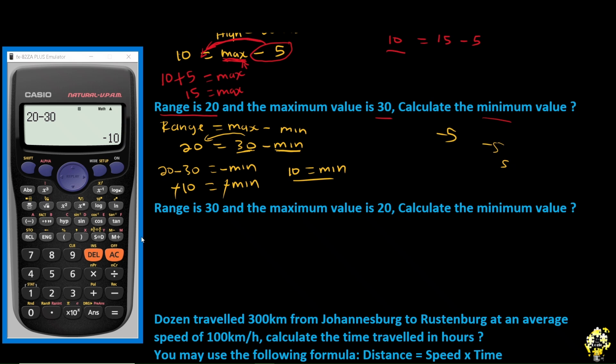But again, is this true? And if it is, how true is it? Because we have to prove it. With regards to transposing, at the end of the day, you have to prove whether what you are doing is indeed correct. Again, we know that range is equal to the maximum value minus the minimum value. Now, our range was given as 20. Our maximum value was given as 30. We have found that the minimum value is 10.